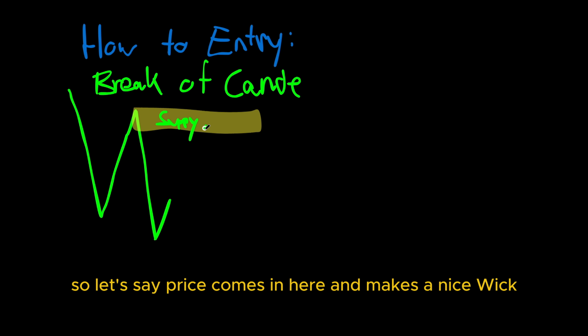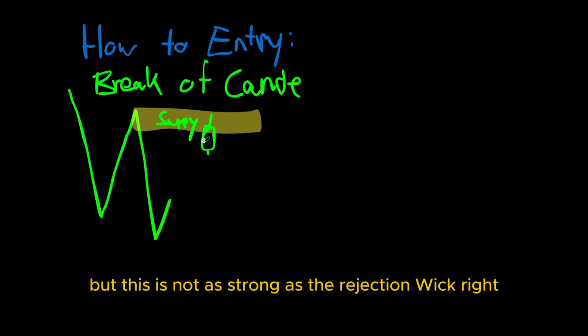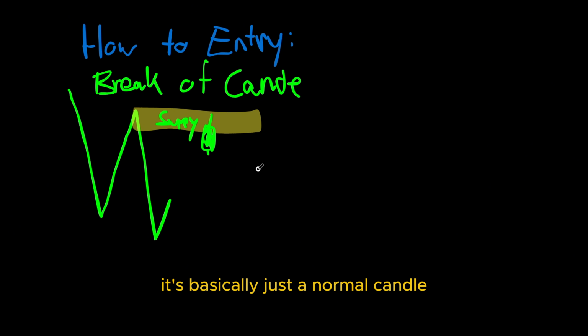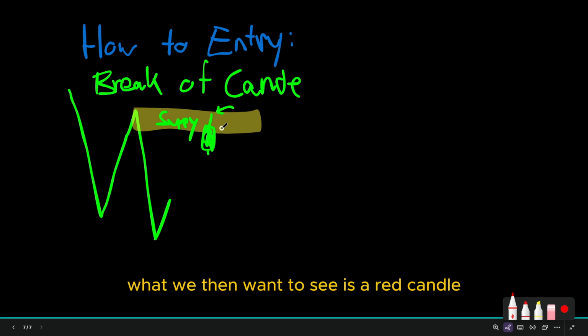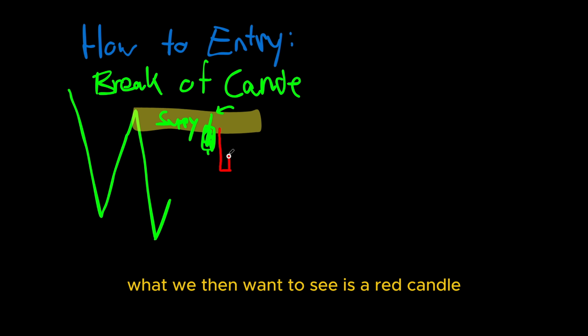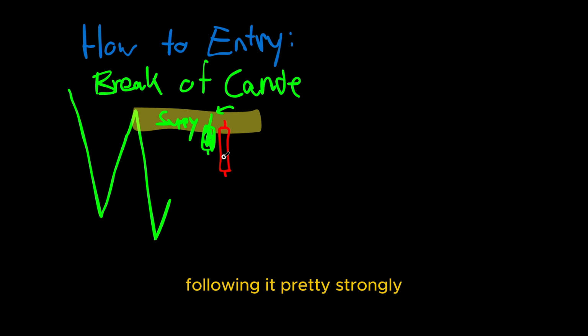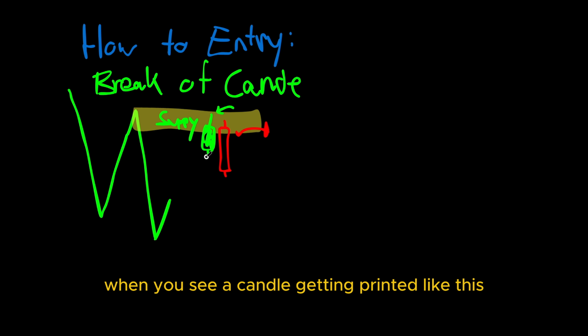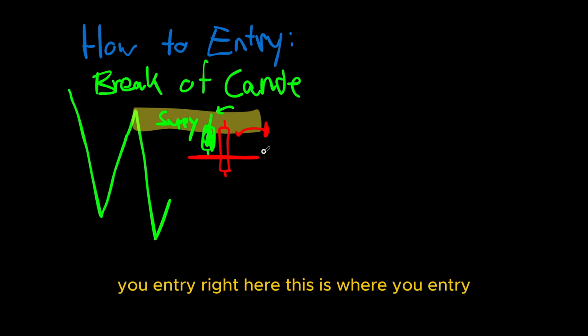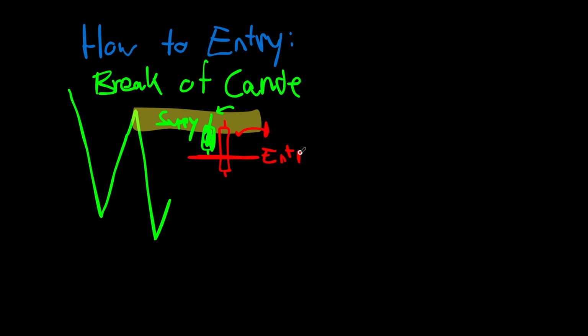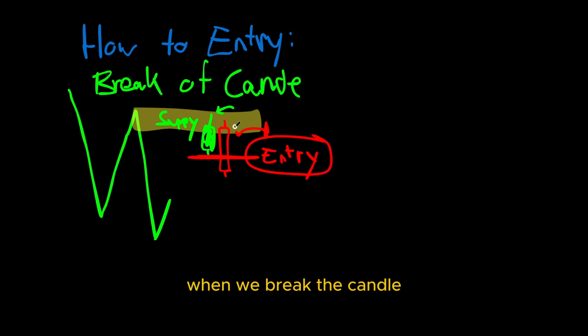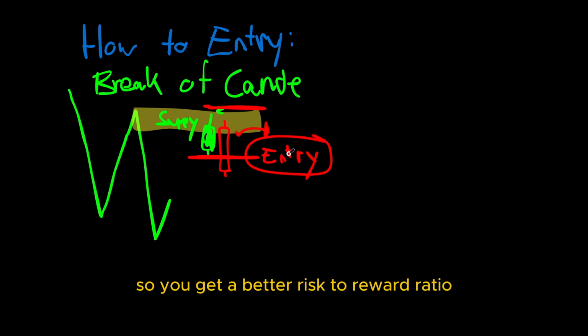So let's say price comes in here and makes a nice wick and a nice candle, but this is not as strong as the rejection wick. It's basically just a normal candle with a little bit of rejection right here. What we then want to see is a red candle following it pretty strongly. And when you see a candle getting printed like this, you entry right here. This is where you entry. So you observe the markets very closely, or even put a limit order down and entry right here when we break the candle, so you get a better risk to reward ratio.